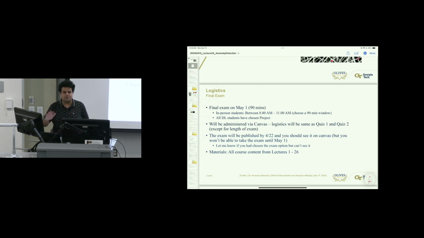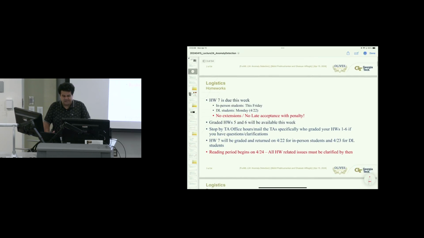This time there'll be a little bit more balanced coverage, but still more emphasis is going to be placed on anything and everything after quiz number 2. I think it was autoencoders. Autoencoders and later were the portions that were not covered in quiz number 2. That is about the materials.